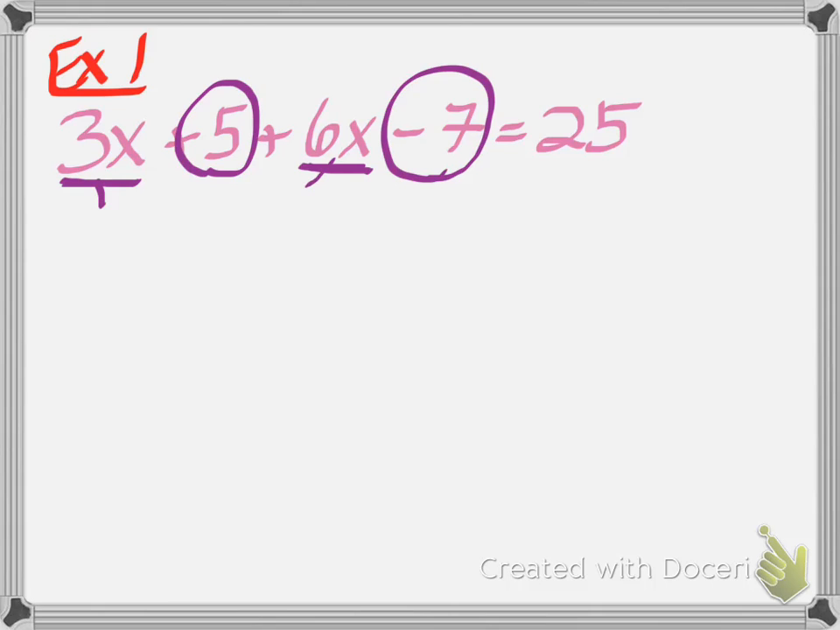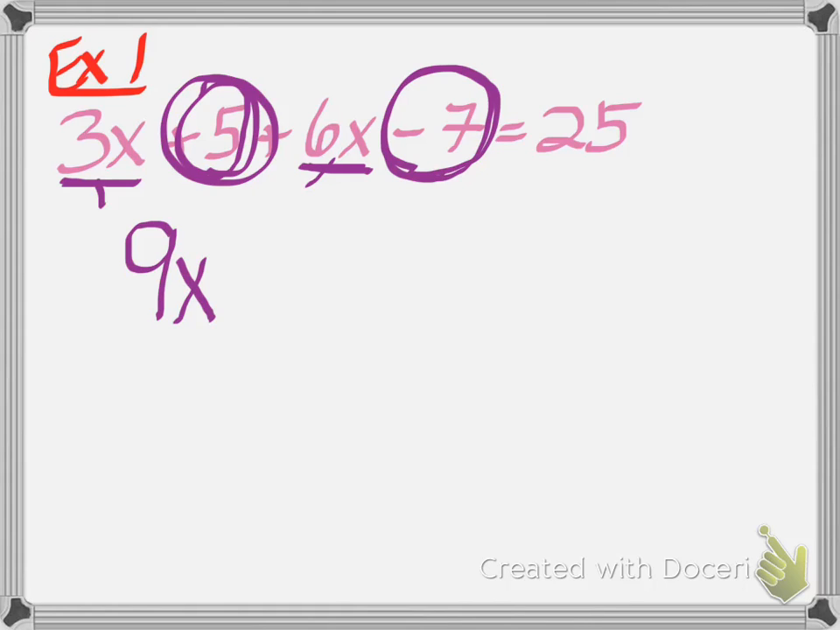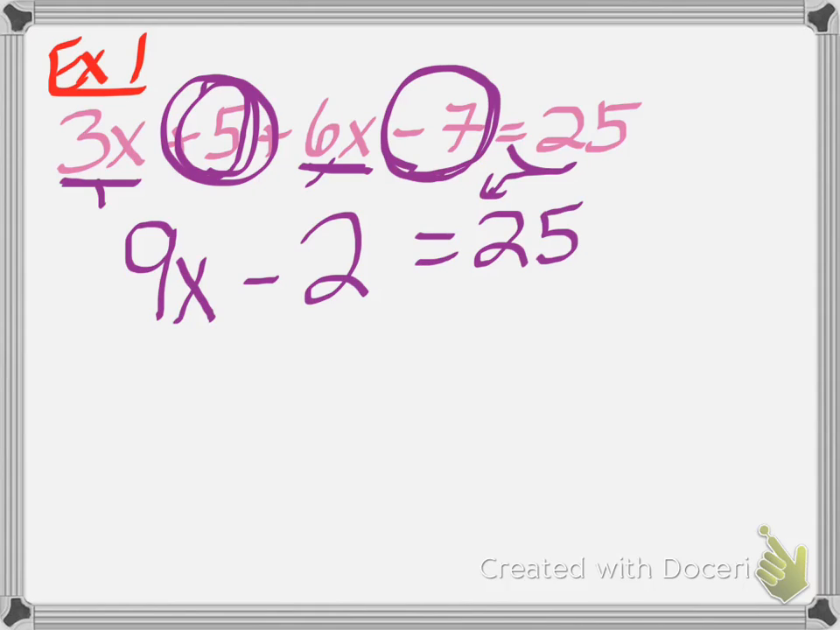3x plus 6x gives me 9x. This was a positive 5 and a negative 7. Positive 5 minus 7 is a negative 2. And then I'm going to copy this piece. I didn't worry about it initially, but now I'm ready for it. 9x minus 2 equals 25.